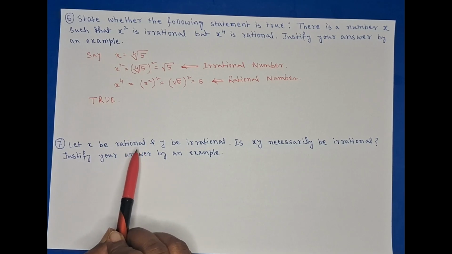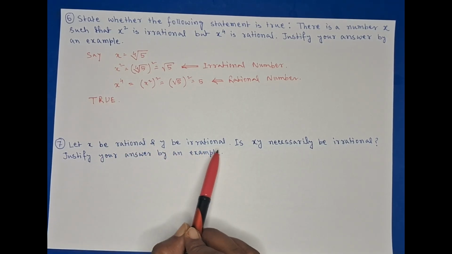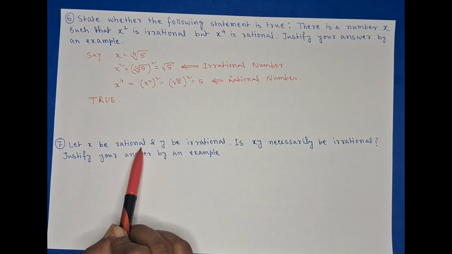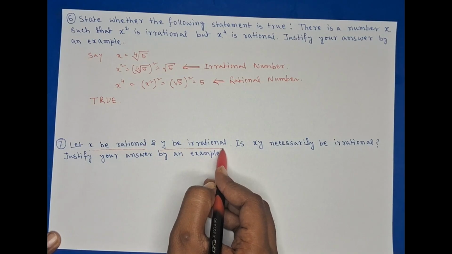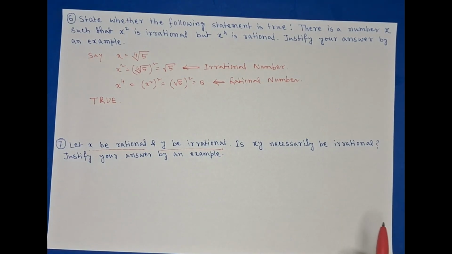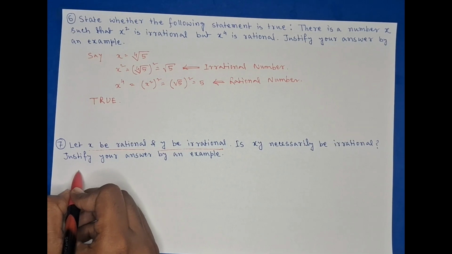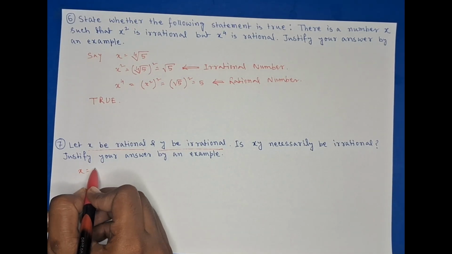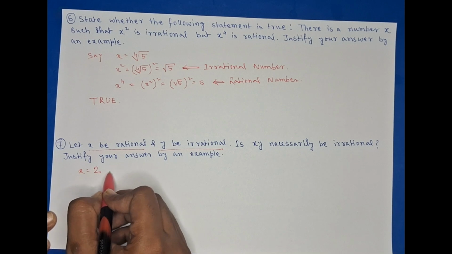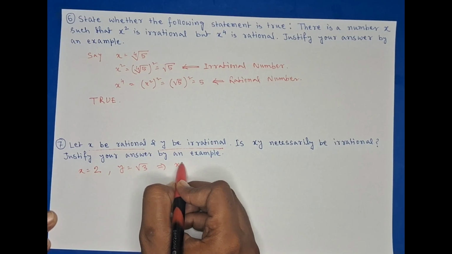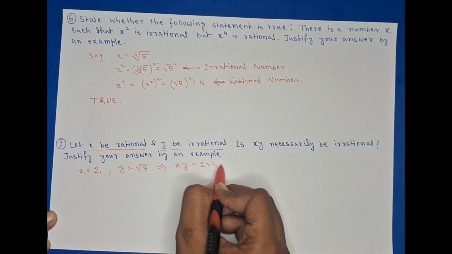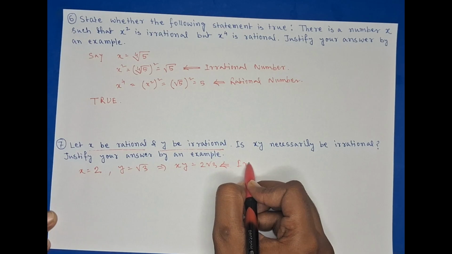Let x be rational and y be irrational. Is xy necessarily irrational? Justify your answer by an example. See, if you consider x as a rational number, for example 2, and y is equal to root 3, then what is xy? Xy is equal to 2 root 3. This is irrational.